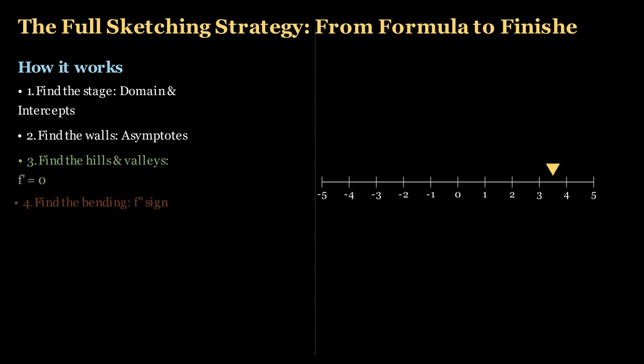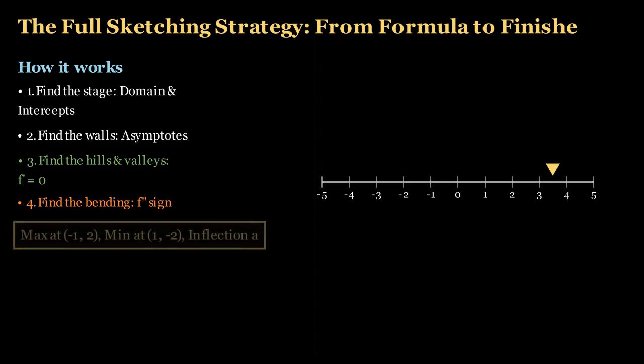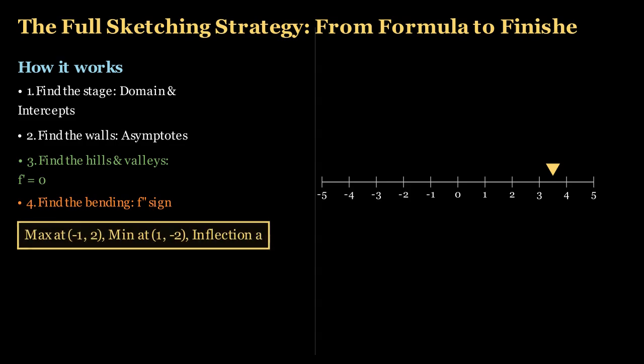Step 2. Find the walls. Polynomials have no asymptotes, so our curve is free to roam everywhere. Step 3. Find the hills and valleys using the first derivative. f prime of x is 3x squared minus 3. Setting this to 0 gives x equals plus and minus 1 as critical points. We use a number line test. Plugging in x equals negative 2 gives a positive slope, so it's increasing.